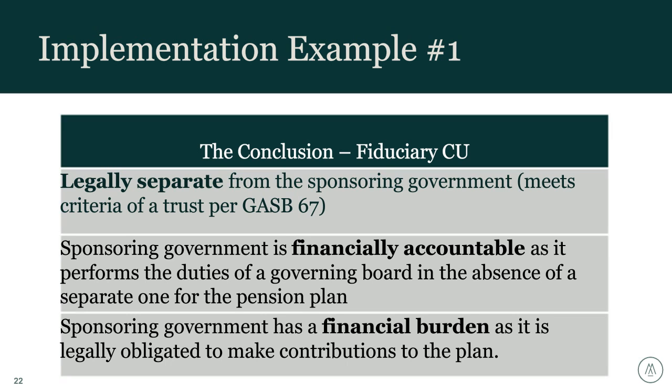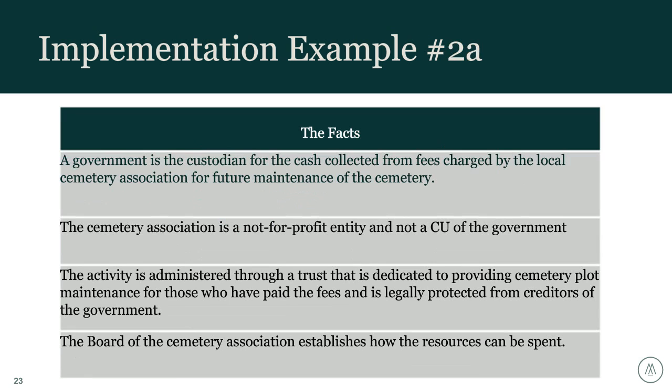The reason for that is, if we go back to the criteria for a fiduciary component unit, the assets have to be held by a legally separate entity, so a trust in this case. And the sponsoring government has to be financially accountable and have a financial burden to the potential component unit. In this case, the sponsoring government functions as the governing body of the pension trust, and it also is obligated to make contributions to the plan. So with all those boxes checked, this one is a fiduciary component unit. We'll move on to the next example.